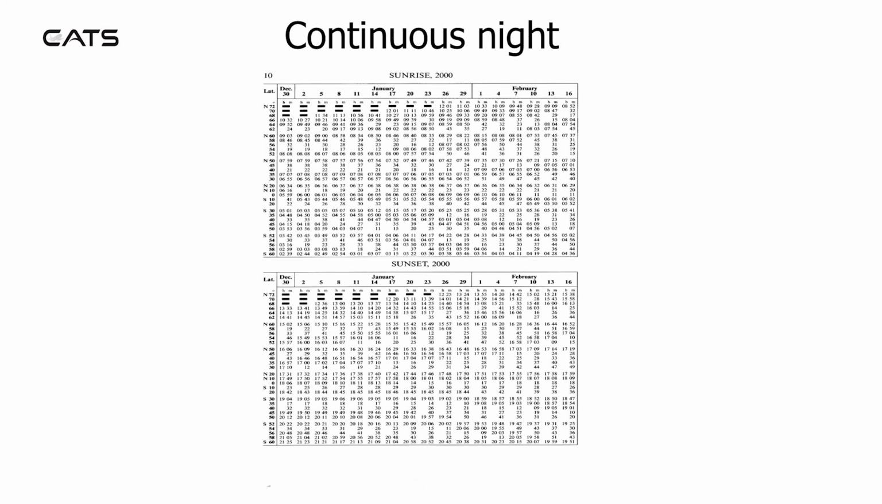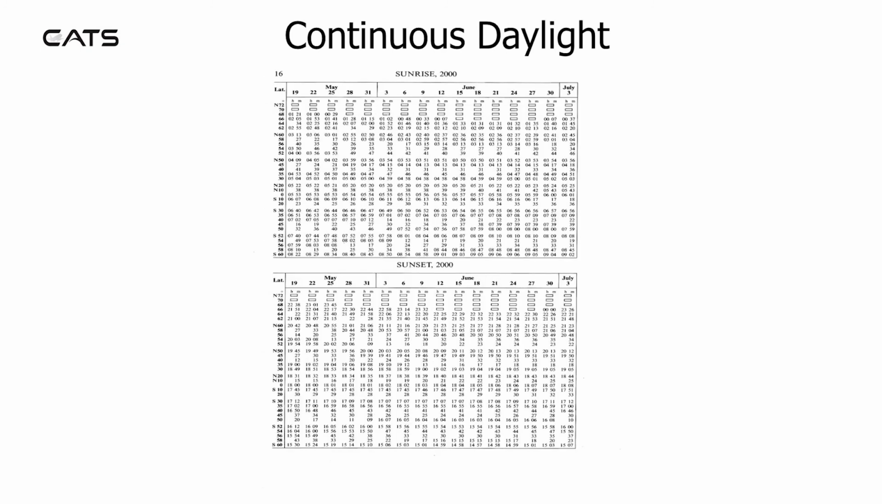Continuous night, filled-in boxes may be seen at latitudes 68 degrees and above in the December and January period in the almanac. Continuous daylight may be seen in May and June and July, again at similar latitudes. The actual latitude where the sun at some time of the year will not be seen is greater than 66 degrees 33 minutes, north or south.